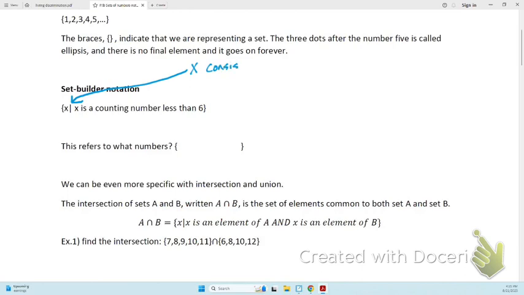So that means, or it reads, X consists of, like, whatever they type there. So on this particular problem, it says counting number, or another word for counting is natural, which that set starts with the number 1. They tell us in this that X is smaller than 6, so that leaves the numbers 1, 2, 3, 4, and 5.